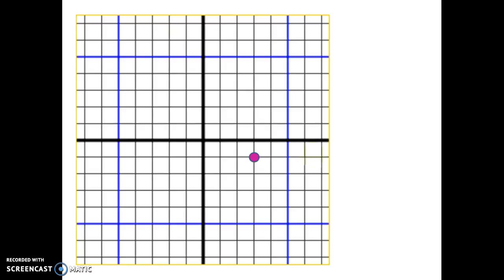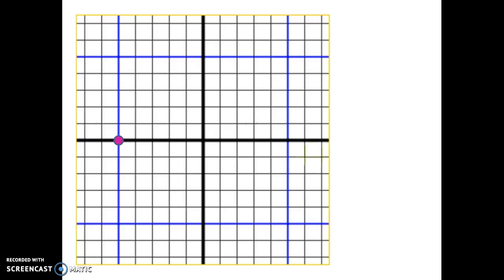So we can identify the coordinates of this point. We can count, again starting at the origin. We are going to the right 1, 2, 3 units, so our x-coordinate is 3. And then from there we go down 1 unit, so our y-coordinate is -1.